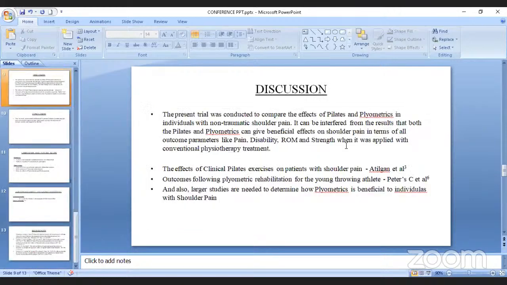Discussion. The present trial was conducted to compare the effects of Pilates and plyometrics in individuals with non-traumatic shoulder pain. It can be inferred from the results that both Pilates and plyometrics can give beneficial effects on shoulder pain in terms of all the outcome parameters like pain, disability, range of motion, and strength when applied with conventional therapy treatment.